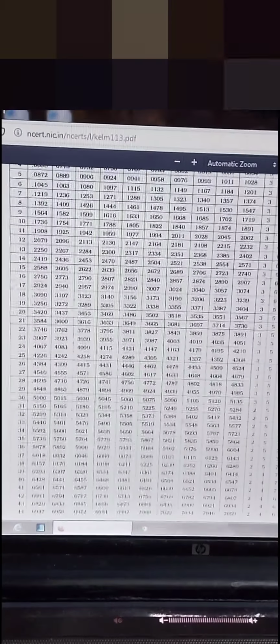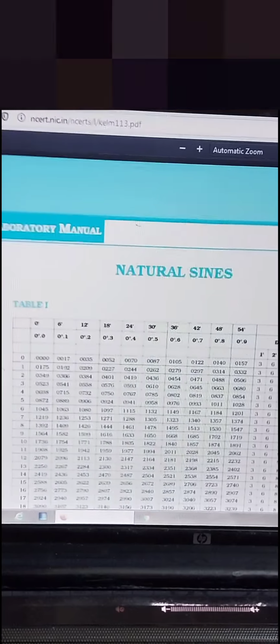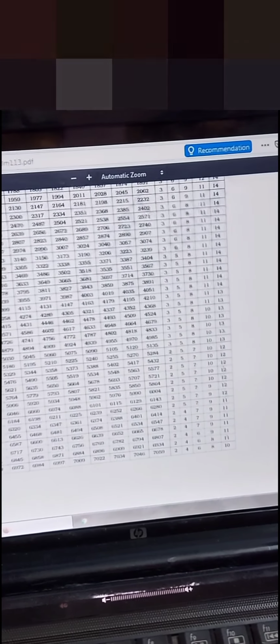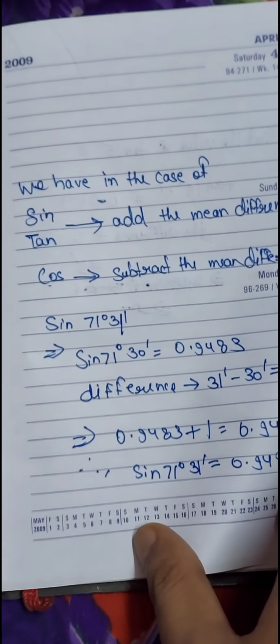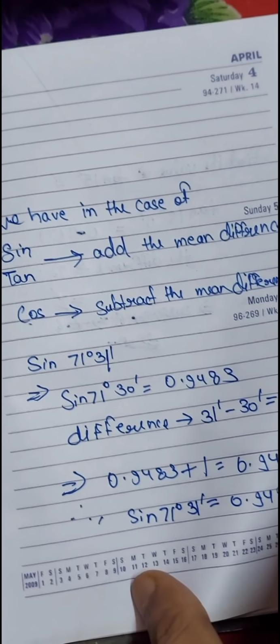Download the trigonometric tables from the NCERT website, or you can get the various results in Google. You can download it from there also, or in many of the practical copies in the back side pages we will see these types of tables. You can use those also. And just remember one thing, the horizontal rows and the column, and then the mean difference. In the case of sin and tan you will add the mean difference, and in the case of cos you will subtract the mean difference. Okay, so solve these questions.